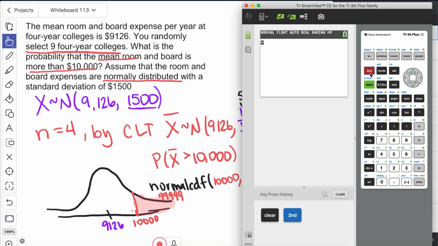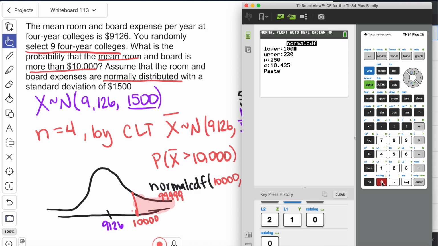So we have second vars, normal CDF. The lower bound this time is 10,000. The upper bound is 5 nines. The mean is 9126, and the standard deviation, or in our case the standard error, because we're talking about the central limit theorem, is 500. Type that value in, and here's the value I get.